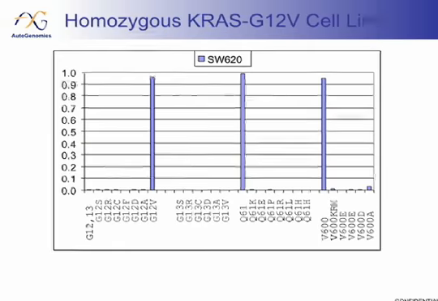Now, using a different cell line that has a mutation in codon 12, the glycine to valine mutation, what you can see is that this is a homozygous cell line. It has all of its signal really in the G12 valine channel. Q61 is wild type, V600 for BRAF is wild type.